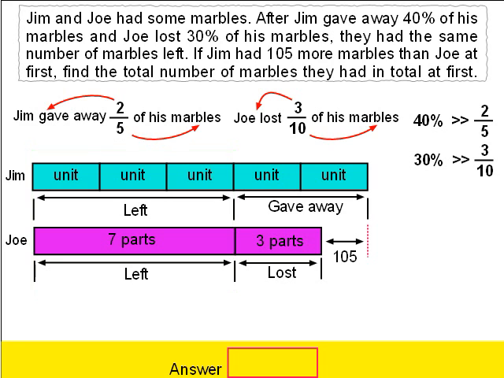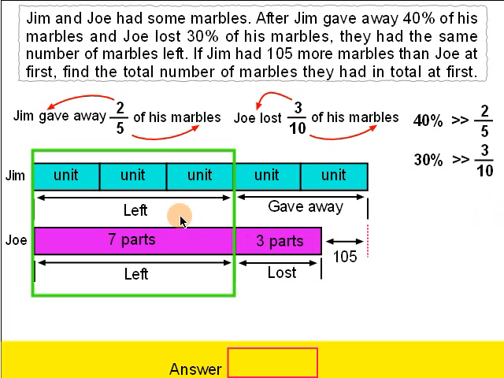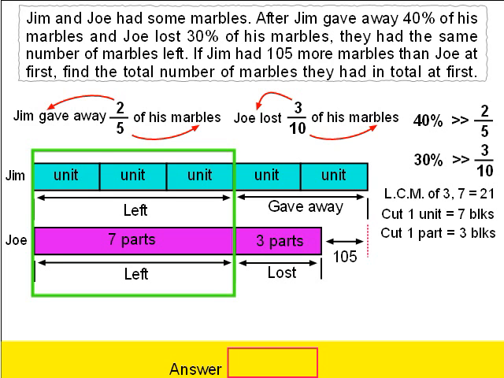Then looking at this part of the model, we know that 7 parts is equivalent to 3 units. So by the LCM principle, the lowest common multiple of 3 and 7 is 21. Therefore, we're going to cut 1 unit into 7 blocks and each part into 3 blocks. Instead of cutting, so the whole model doesn't look messy, we can individually state the number of blocks. 3 units, each unit is 7 blocks, so 3 units will be 21 blocks, which is the same as here. 7 parts is equal to 21 blocks.